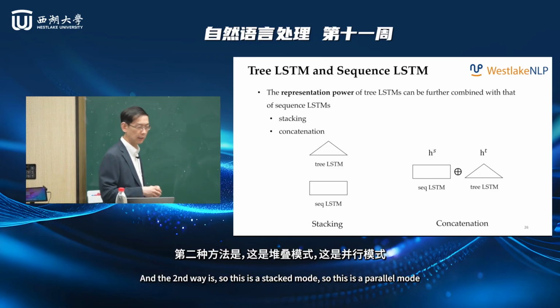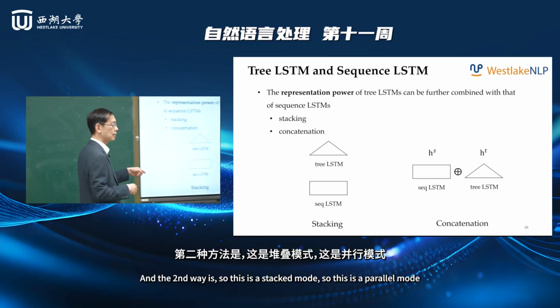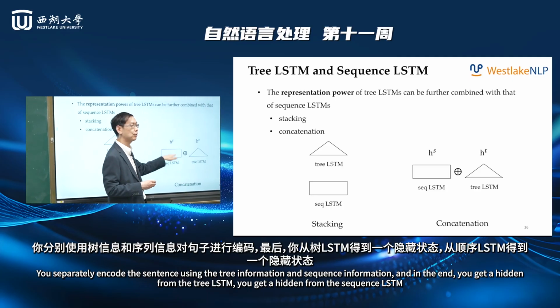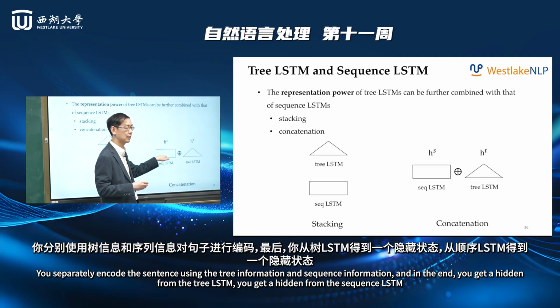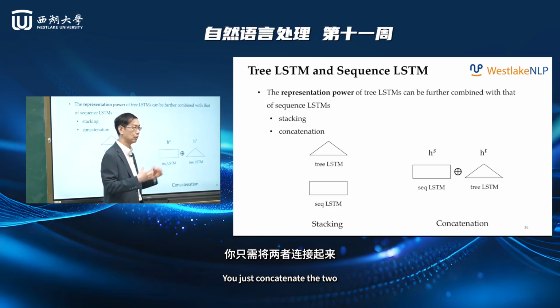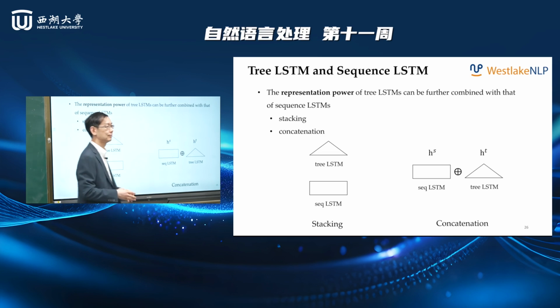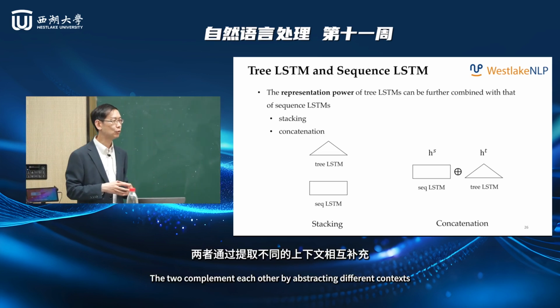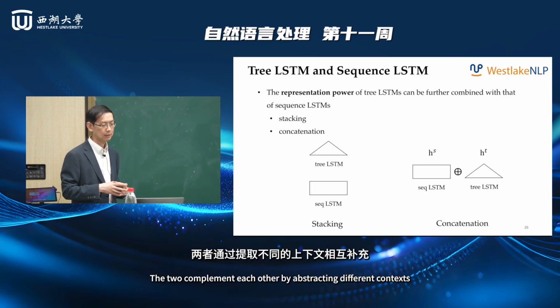The second way is a parallel mode, while this was a stacked mode. You separately encode the sentence using the tree information and the sequence information. In the end, you get a hidden state from the tree LSTM and a hidden state from the sequence LSTM, and you just concatenate the two. This is more like a parallel. The two complement each other by abstracting different context. You can also do that.